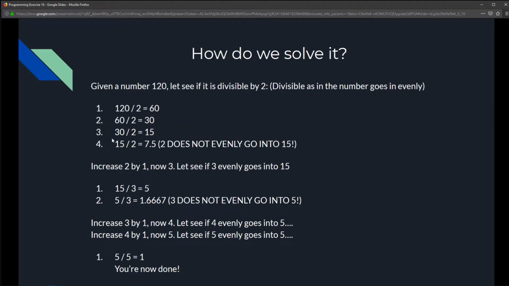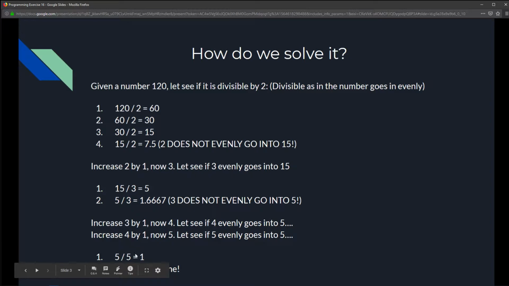Now that we know that 2 doesn't go into 15 evenly, we increase 2 by 1 and we get 3. Then we try that again. Does 3 go into 15 evenly? Yes, it does. The result is 5. We try that number again. Does 3 go into 5 evenly? No, the result is also a fraction. We increase 3 by 1 and try to divide 5 by 4, and it doesn't work. Increase 4 by 1 and try to divide 5 by 5, and that works.